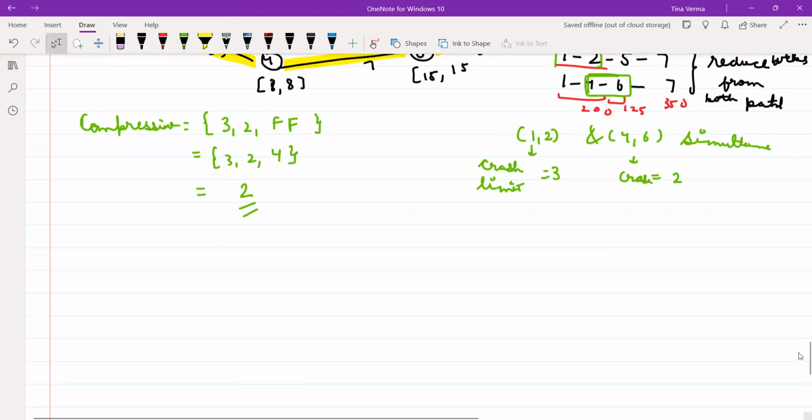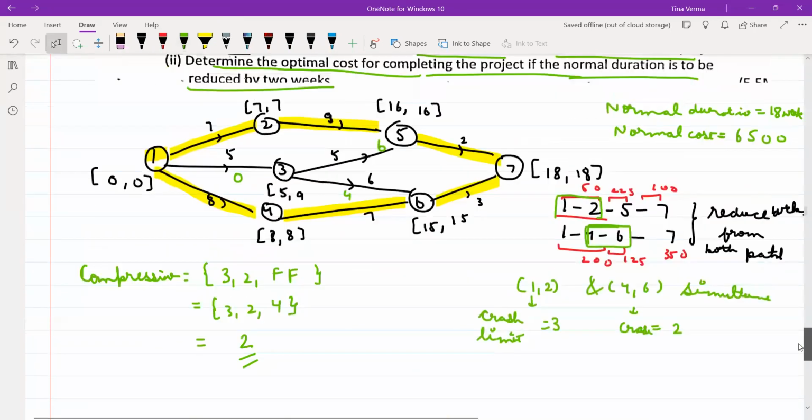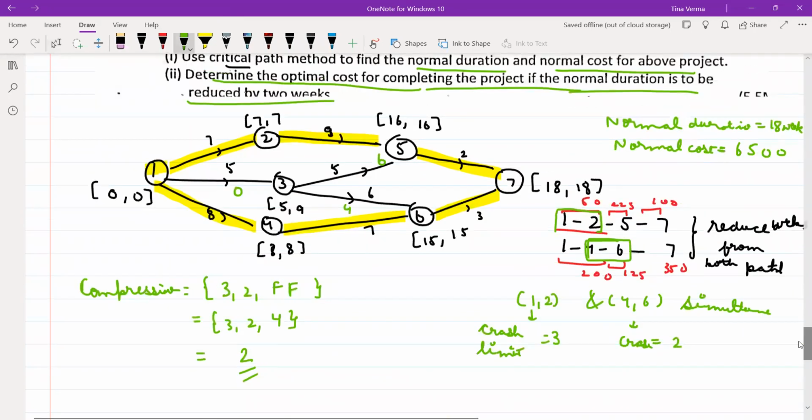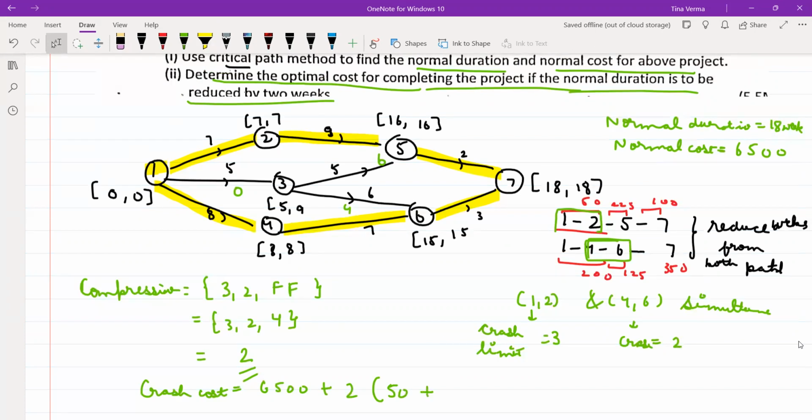So it will reduce the time by 2 weeks. And what will be your cost? The crash cost will be 6,500 plus the reduction of 2 weeks from the activity 1 to 2, whose slope is 50, and 4 to 6, whose slope is 125. So the answer was 6,850. So if you have to reduce, this will be 7 minus 2.